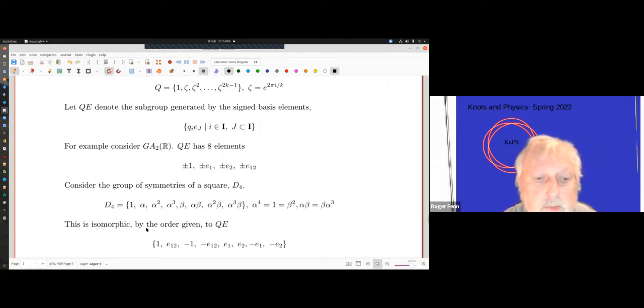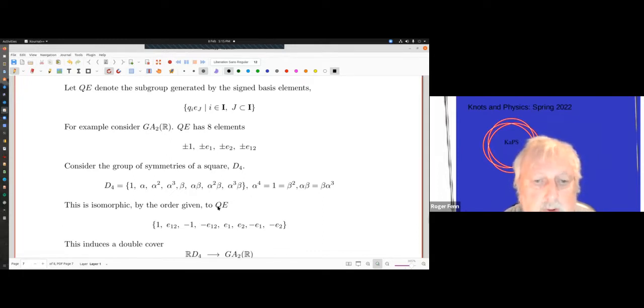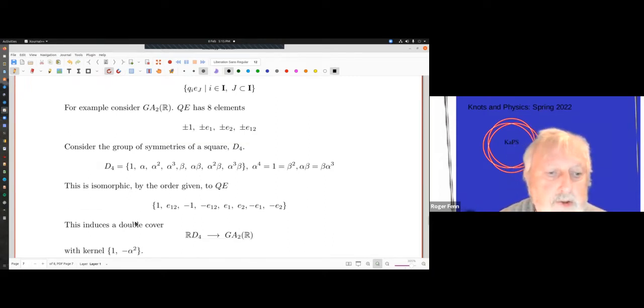So this is isomorphic, using that order, to these elements of QE: 1, E1, E2, minus 1, etc. And this induces a double cover from the group ring of D4 to R, which has kernel 1 and minus alpha squared. So I might have said that this is an isomorphism. That's my apology.